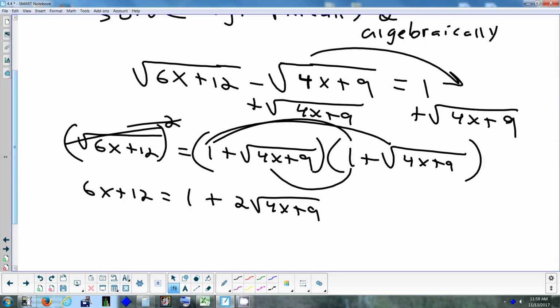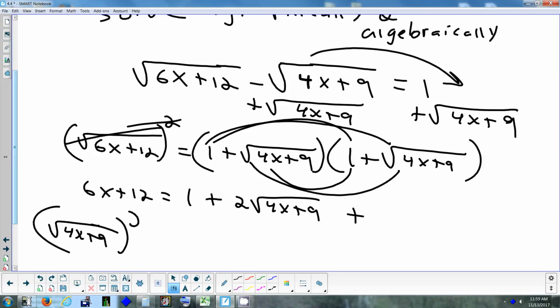Square root 4x plus 9 plus another square root 4x plus 9. That's the part people miss sometimes. Last part, positive times positive. Let's take care of that first, it's positive. And what's the square root of 4x plus 9 times the square root of 4x plus 9? Or you can think of it, you're basically multiplying the square root of 4x plus 9 times itself. It's just 4x plus 9.